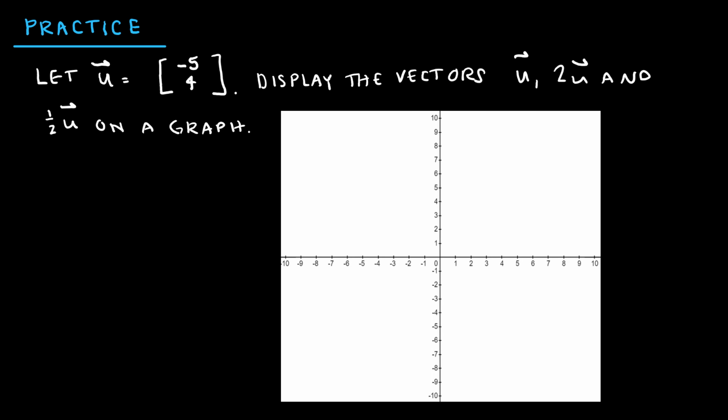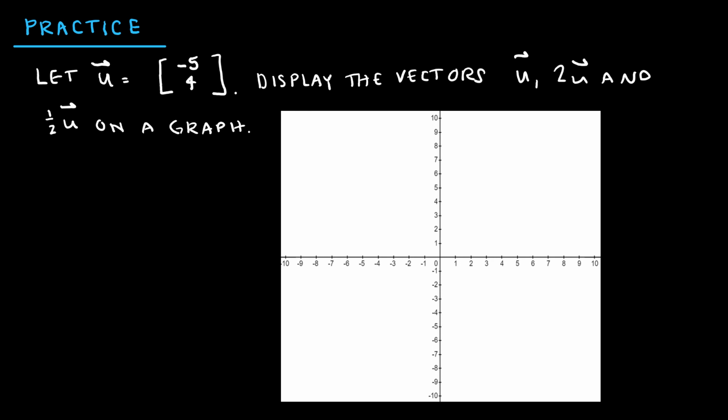One last practice, and again, I like to have you sometimes try these on your own. So we haven't done this, but I feel like you are capable of doing this by yourself. So if you would press pause, go ahead and display the vector u, which is negative 5, 4, and then also display the vector of 2u and the vector of 1/2 u on the graph. You can change up the colors if you want, do them all in the same color. It really doesn't matter to me, but press pause, go ahead and try that, and then press play to see how you did.